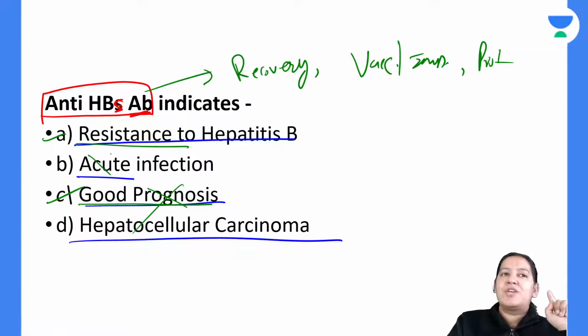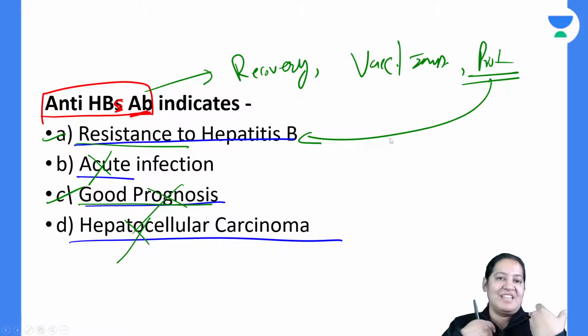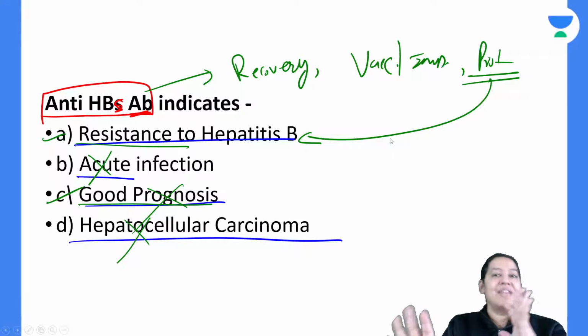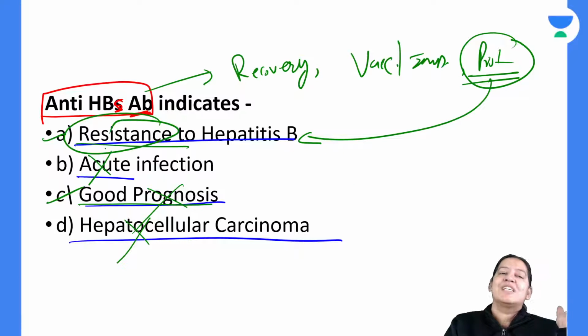It does not indicate acute and chronic. Acute and chronic are indicated by IgM and IgG of anti-HBc, right? It does not indicate hepatocellular carcinoma. It indicates protection. Protection means resistance. What does protection mean? I am protected for hepatitis B because I am vaccinated. So I have resistance for the infection. So instead of protection, the examiner has given you the word resistance, one and the same thing. So the correct answer here is A, not C.